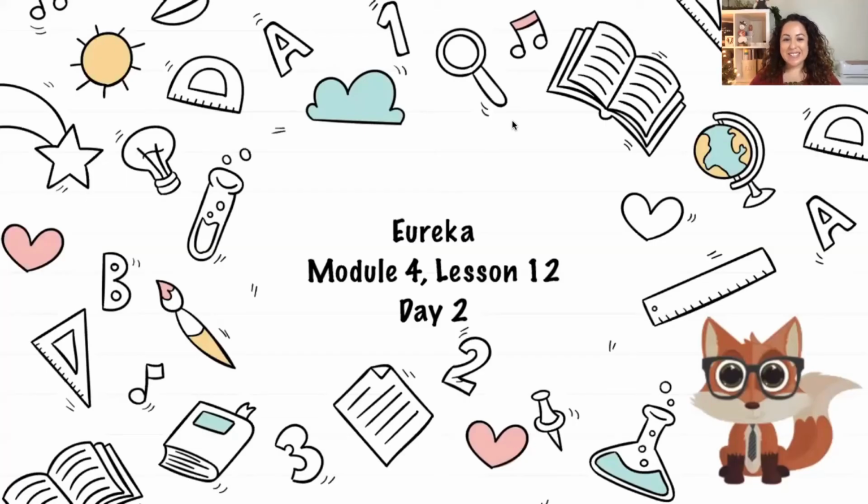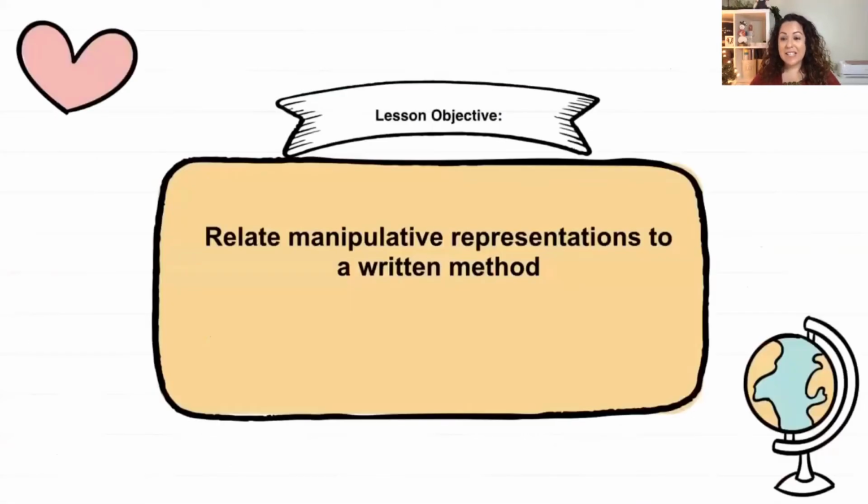Back, second graders. So today we're working on Eureka Module 4, Lesson 12, and this is day 2. This is just one of those lessons that I feel we need to spend a little more time on. So we're going to recap and refresh what we learned about yesterday and then add a little bit more. So let's go ahead and look at our objective. Our objective is, again, to relate manipulative representations to a written method. So that means we're going to be showing what our place value chips are doing on the problem.